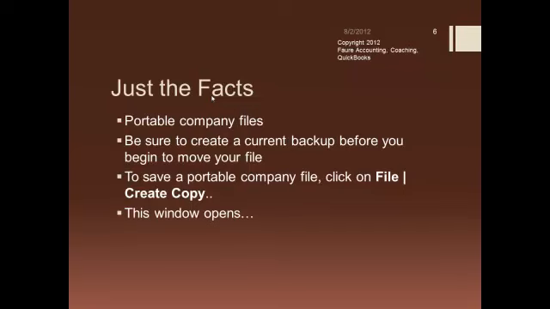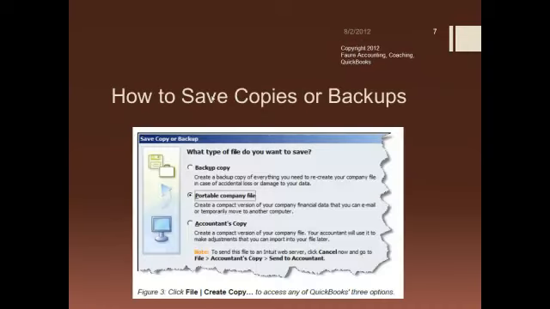Now, to save a portable company file, click on File, Create Copy. You can do this to copy any kind of file. This window opens, and this is how to save copies and backups. You can see that you have your three choices there, and it's a matter of just following the wizard. So click on File, Create Copy to access any of QuickBooks' three options. Here, since we're talking about portable company files, you would select the portable company file, click the Next button.